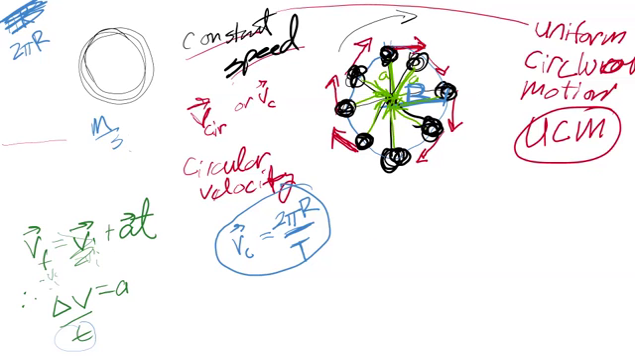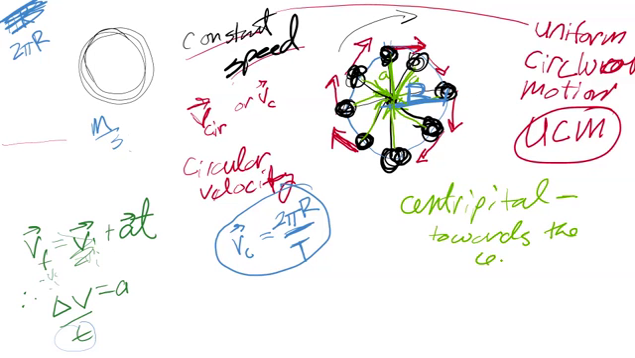Now, let me tell you, for this there is an equation. And by the way, there's a word: centripetal, which means towards the center. So centripetal means towards the center or around the center. You get pulled or accelerated around the center. So this is going to be your centripetal acceleration, a sub c.